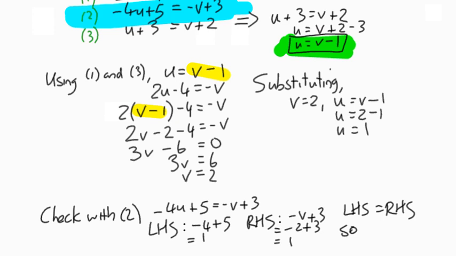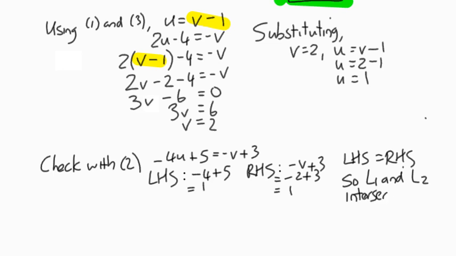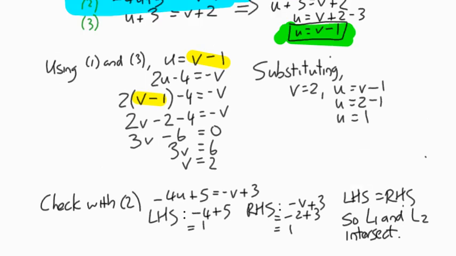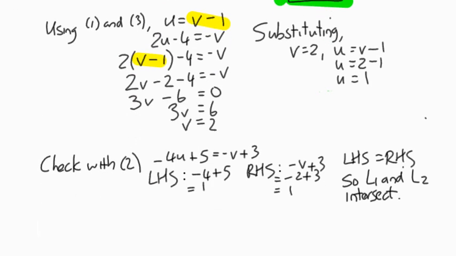For a start, we can say that L1 and L2 intersect. Okay? So that's an important thing. In order to prove that it intersects, we've got to actually, I'll rewrite that. So L1 and L2 intersect. Am I asked to prove that it intersects? Let's just check. Way back, prove that the lines L1 and L2 intersect. So we have proved that it intersects by showing that there's a common value of u and v for all of the equations. Okay?